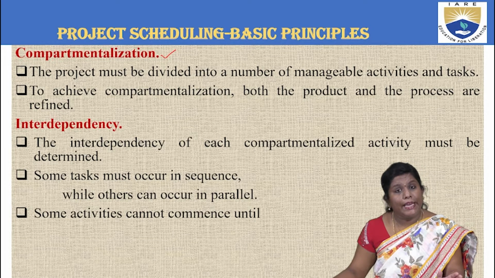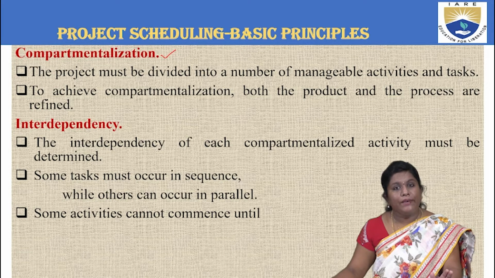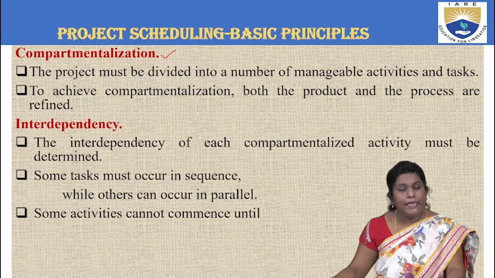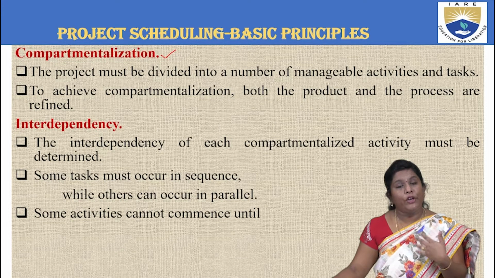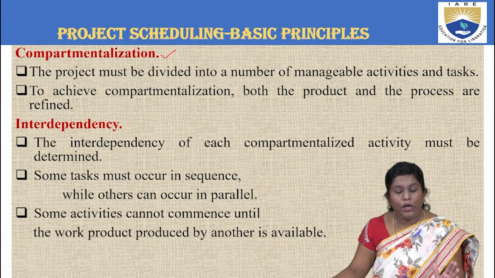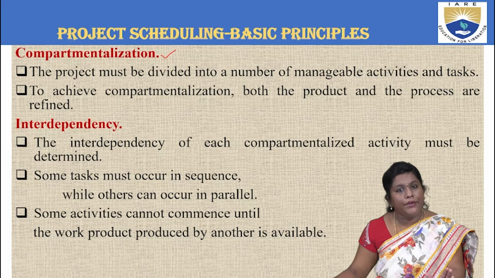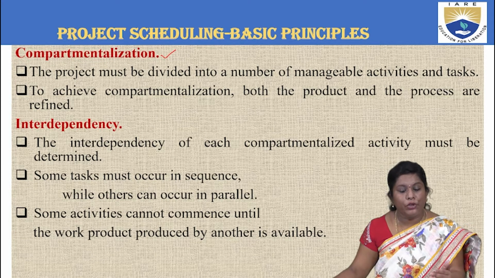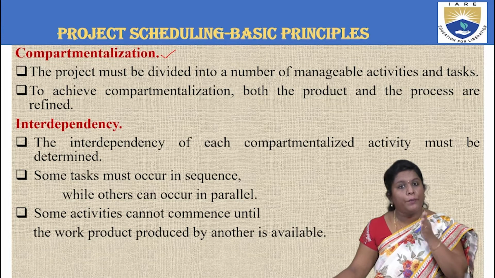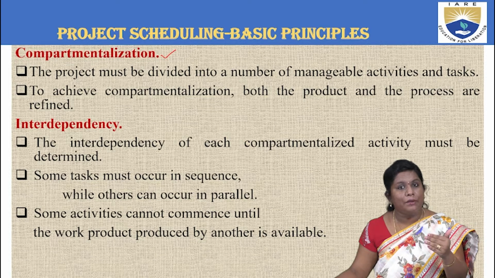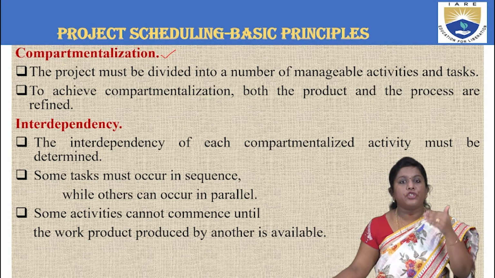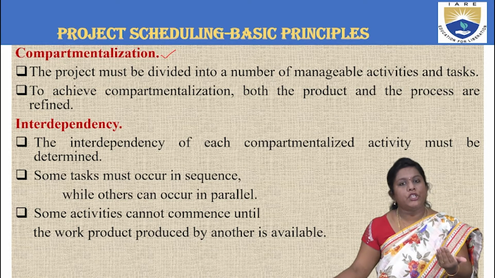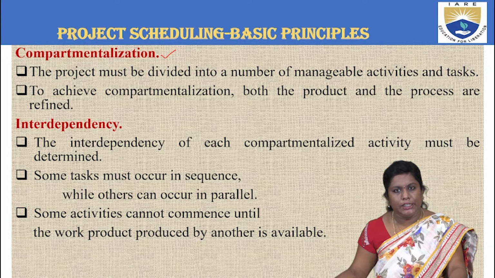Some activities cannot commence, that is, whatever activities have been divided sometimes will not be able to start until the work product produced by another is available. As I told you in the previous point, some tasks follow a proper sequence. So if one of the tasks is not able to start, it means either it has not got the connecting task to it or something which is stated prior to it. That time it is not able to start.